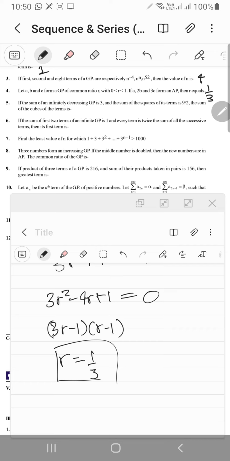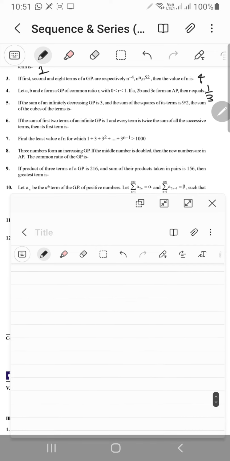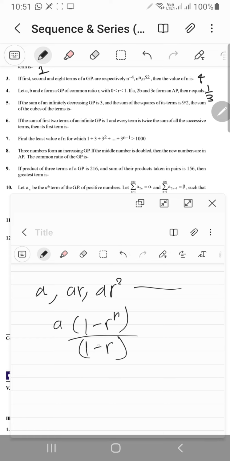Cool. Next, if the sum of an infinitely decreasing GP is 3 and the sum of the squares is 9 by 2, the sum of the cubes of the terms is? Okay, infinitely decreasing GP. So it's A, AR, AR squared, and so on, right? You know this formula, it's just A times 1 minus R power n upon 1 minus R, and since it's infinite, you have n equal to infinity, but it's decreasing, so R is between 0 and 1. So something between 0 and 1 to the power of infinity is approaching 0, so it's gone. So A upon 1 minus R is what this infinite GP will turn out to be.